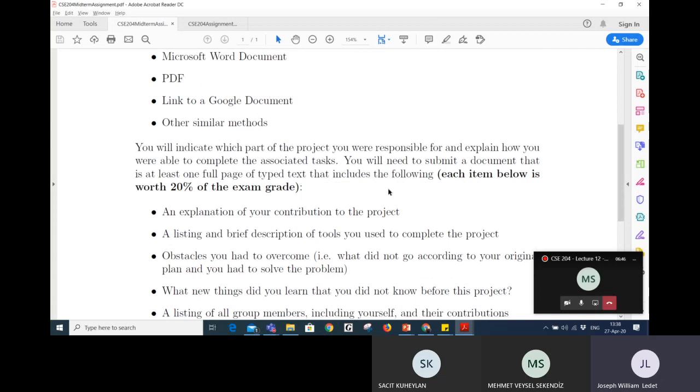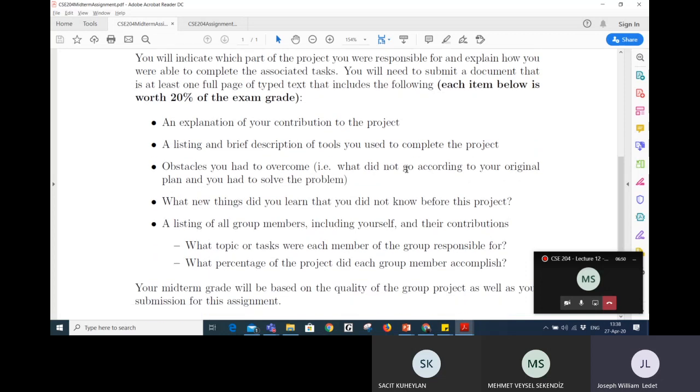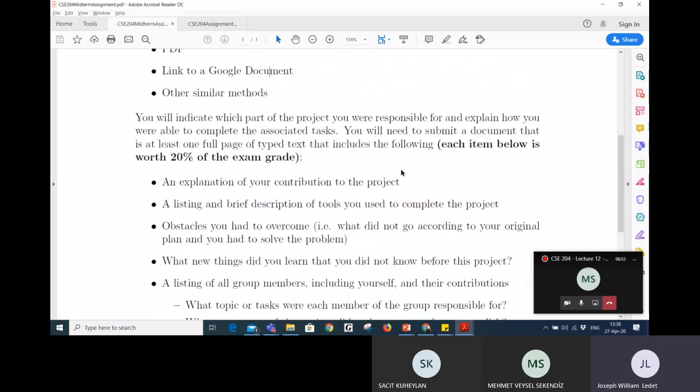It should be a couple of pages worth of text that you're going to be writing, and you need to tell me what part of the project you were responsible for and how you were able to complete the associated tasks. What tools did you use? What new things did you have to learn? What process did you follow?